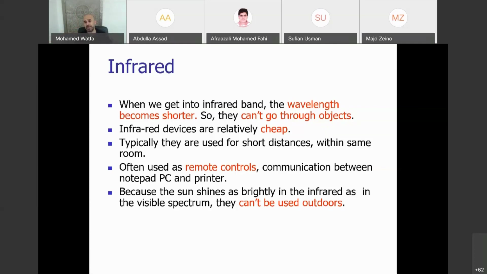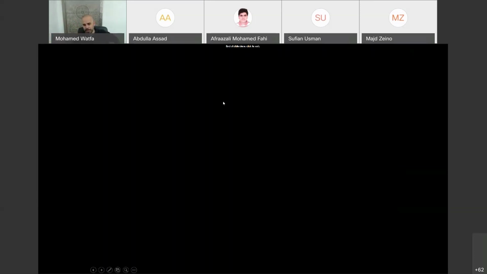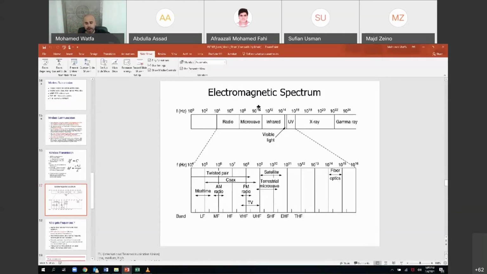The good thing about it is it's very cheap, and again, high frequency, but the bad thing is it doesn't go through walls, so you have to have line of sight, okay? So this is my part of the lecture.